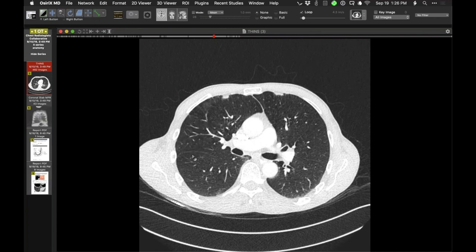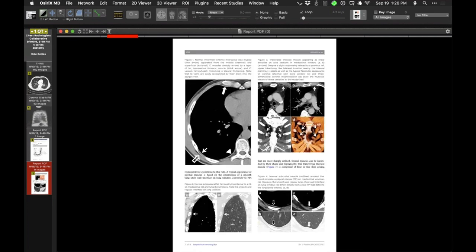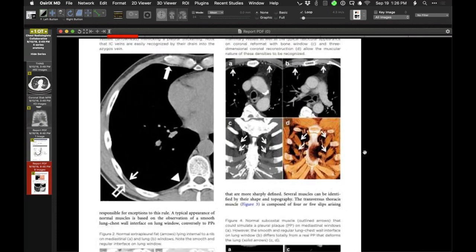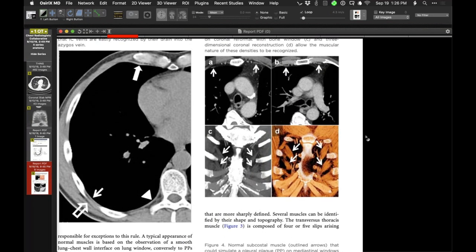And here's a nice article if you want to read up more about it. Just found one that was very nice. Things that mimic, for example, pleural abnormality is the article. And they have some nice pictures of that here, particularly of the transversus thoracis muscle right there. So I don't know why we see it sometimes and why it looks so nodular in this patient. I think it's just random.